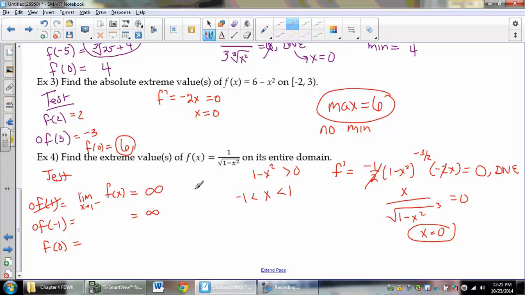And f of 0 is going to be 1. So 1 is less than infinity. So 1 is my absolute min, and we do not have an absolute max.